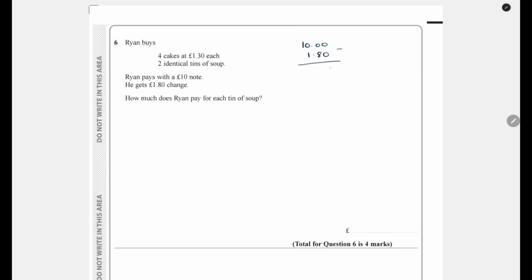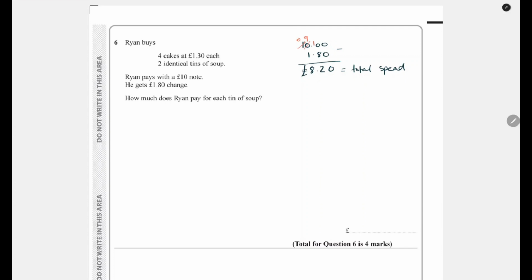We can do 0 minus 0, which is 0. We can't do 0 minus 8, so we borrow. And we can't borrow from a 0, so we borrow from the 1. So this 1 becomes 0, and we carry the 1 over. And then this 10 becomes 9, and we carry the 1 over here. So that's 10 minus 8, which is 2, and 9 minus 1, which is 8. And so he spends a total of £8.20. So total spend.